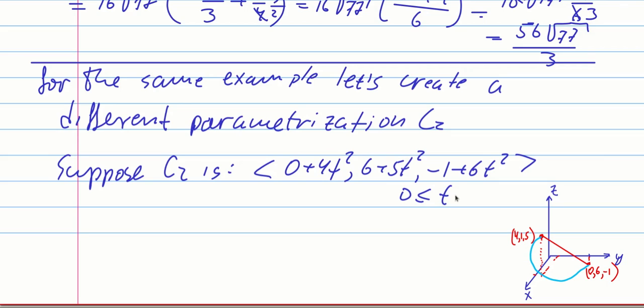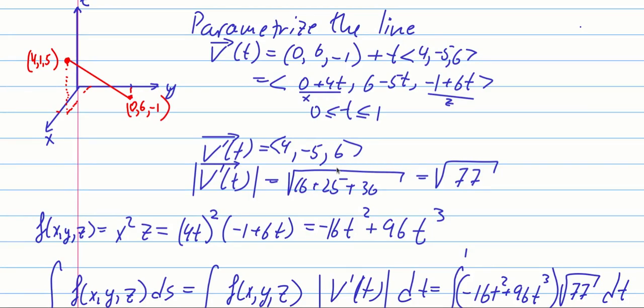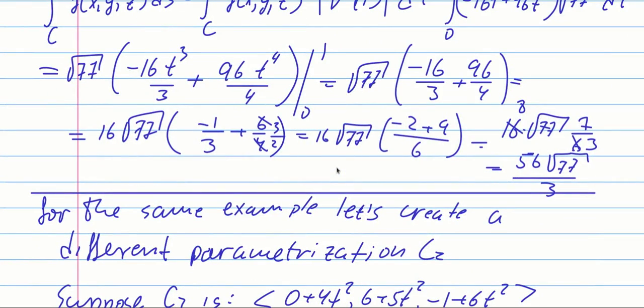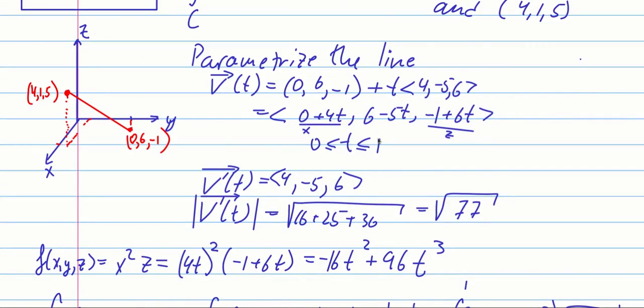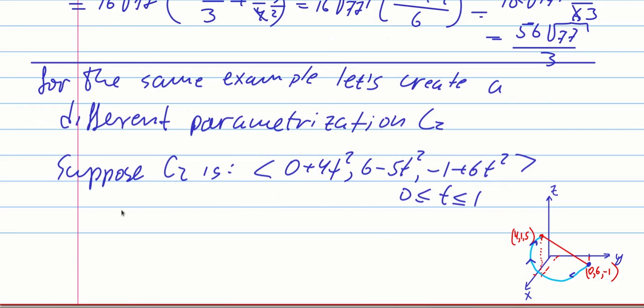All right, so if t is equal to 0, we get 0, then we get 6, and we get negative 1, so we start over here, and then we trace our curve like this, and when t is equal to 1, we will arrive at 4. Then, what was the point? It should be minus 5t squared. So if we plug in 1, we're going to get 6 minus 5, which is 1, so we get the point 4, 1, and 5. All right, so that's our new parameterization.